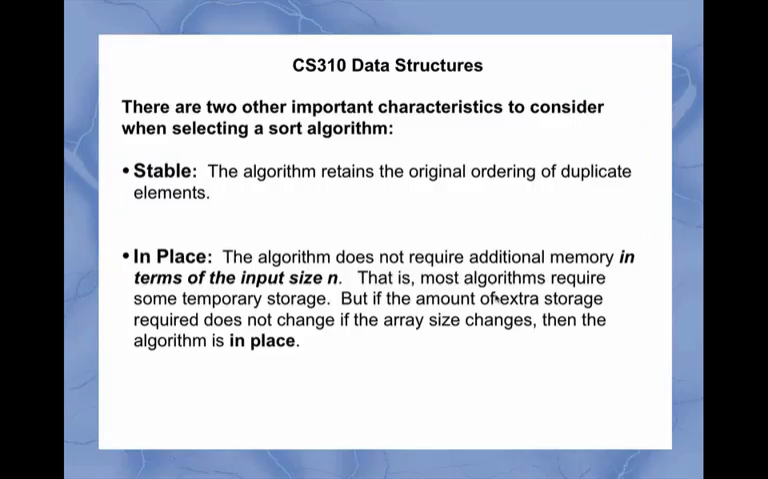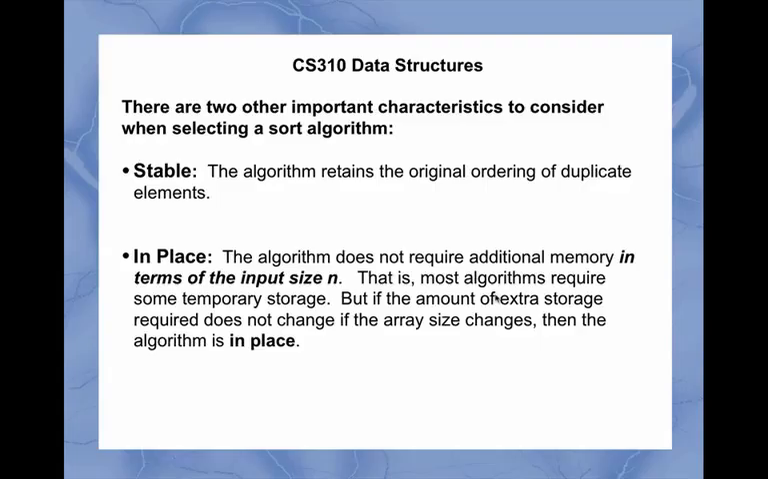There are two other important characteristics to consider with sorting algorithms, and this applies to all of the sort algorithms. Those two things are stable and in place. The term stable refers to how the sort algorithm deals with duplicate elements. As an example, suppose you're sorting an array of class person, and you have 2 Smiths in the array, 2 people with the last name of Smith. They're obviously not exactly the same person. They're 2 different people. They just have the same last name.